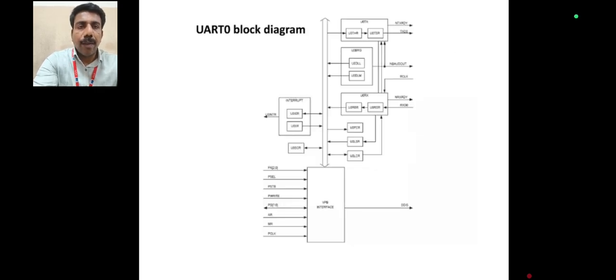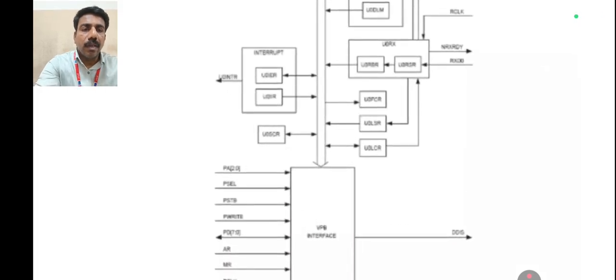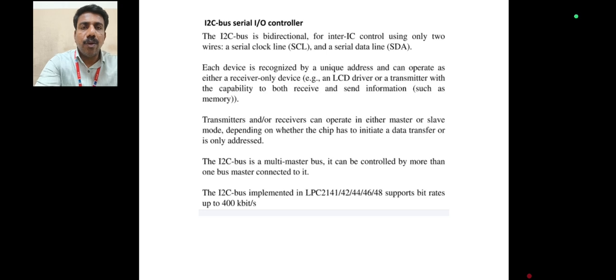Next, UART block diagram. The UART block diagram includes the various interfaces. Next, I2C bus. I2C is an inter-integrated circuit bus. It is a bidirectional bus. It is used for serial clock and serial data pulses. It has two wires, SCL and SDA. It is a serial clock line and serial data line.